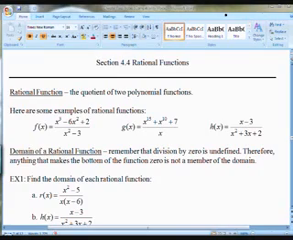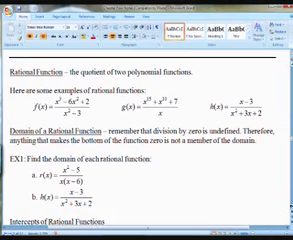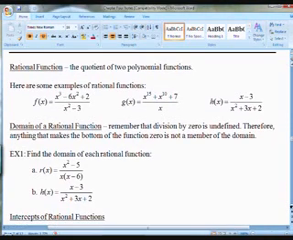So it says the rational function is the quotient of two polynomial functions. So you got a polynomial function divided by a polynomial function. Here are some examples of rational functions, and you see f of x, g of x, and h of x there. Three rational functions. Anytime you have a fraction, you have x stuff on bottom, that's a rational function.